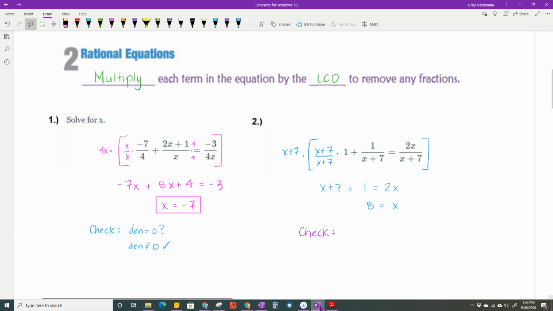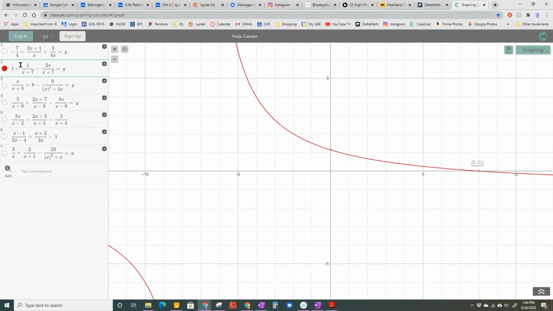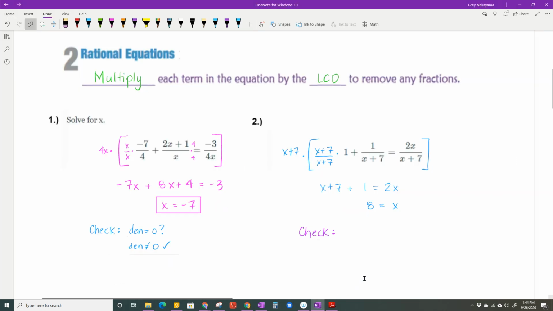One of the things I do want to point out before I go on, y'all, if you notice, the nice thing about Class Calc and putting these problems in here is that this looks exactly like the problem. So you type it in exactly like it looks on your paper, and that way you know you're entering things correctly. So 8 does not make my denominator 0, so we're good, and my answer is x equal to 8.